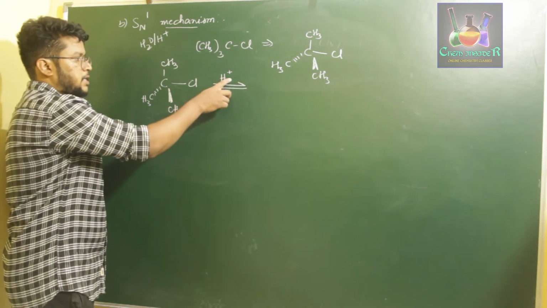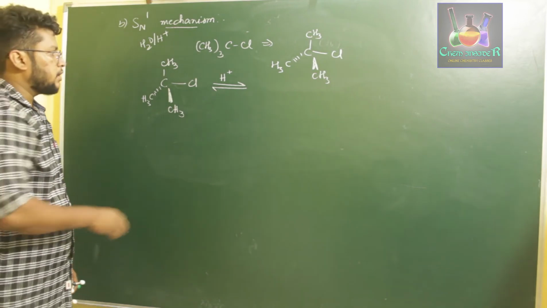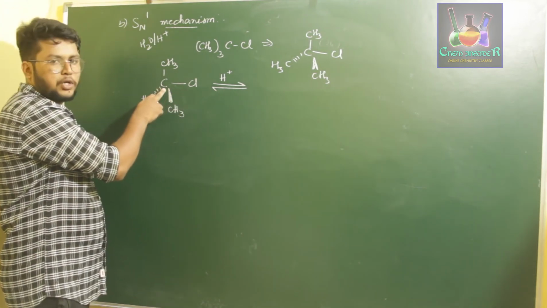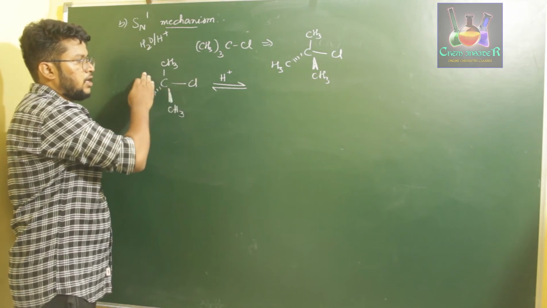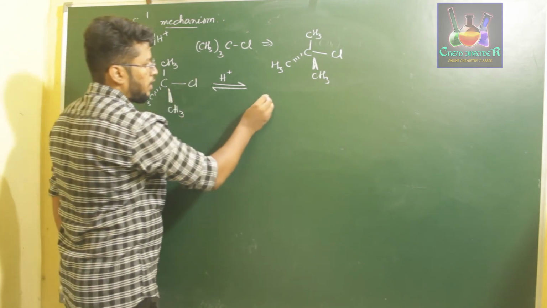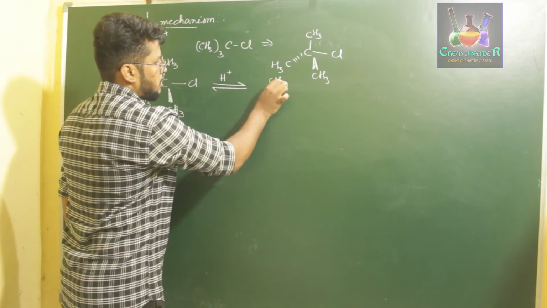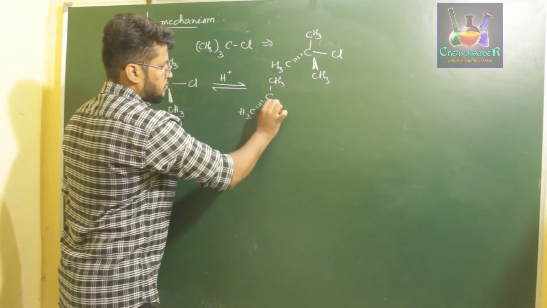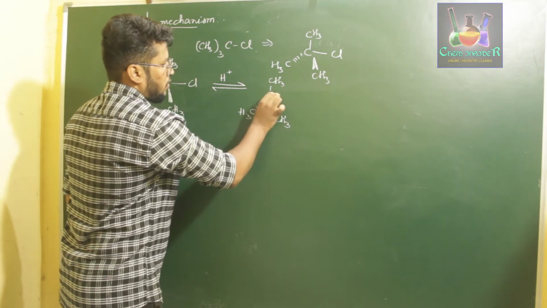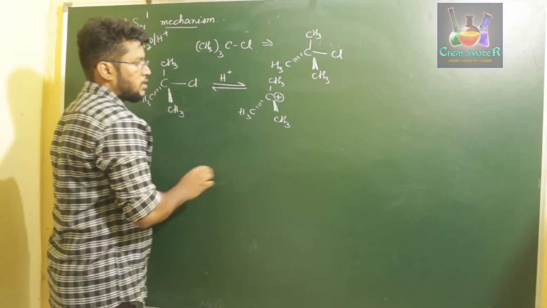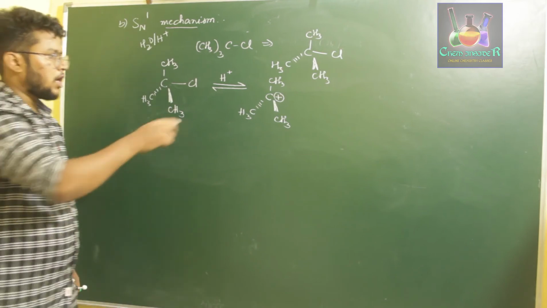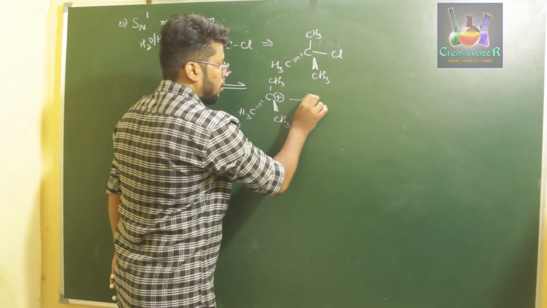So the H+ present in the protic solvent removes the Cl minus ion, creating a carbocation. This Cl minus ion leaves with the protic solvent and forms CH3 with carbon having a positive charge. So this type of carbon is called a carbocation. Carbon with a positive charge is called a carbocation.